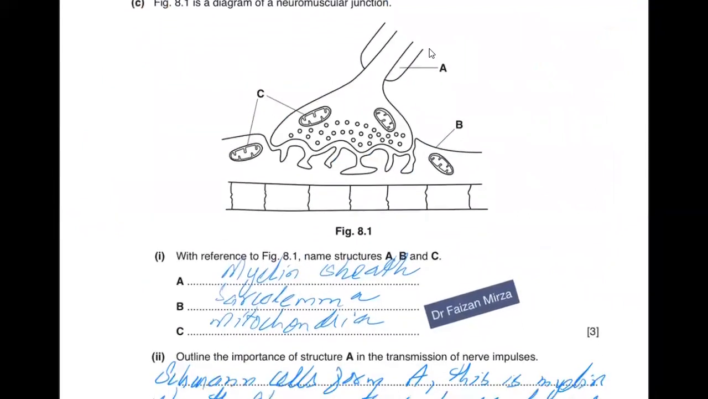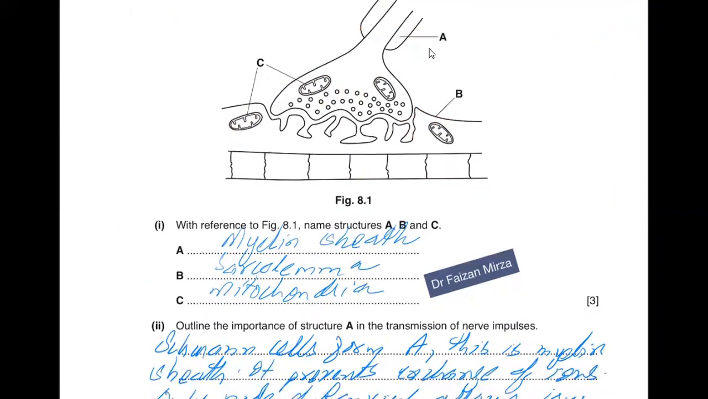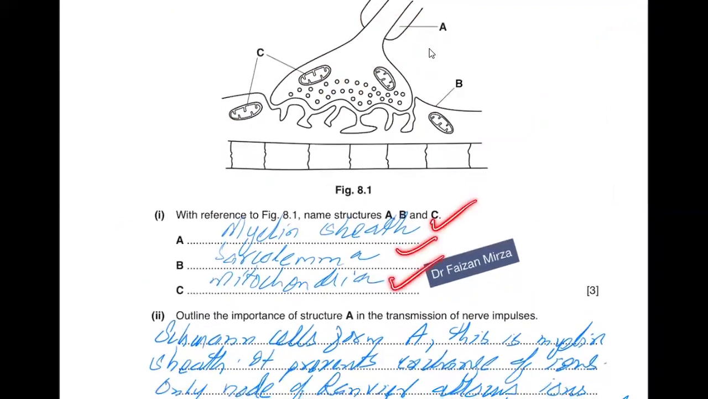This diagram C here shows a neuromuscular junction. You can see there's the presynaptic neuron here, the motor neuron. This is the Schwann cell. This is the mitochondria. These are the synaptic vesicles here. The gap here is called the neuromuscular junction or the synaptic cleft. This membrane B is a sarcolemma. So you have to label myelin sheath, sarcolemma, and mitochondria accordingly.